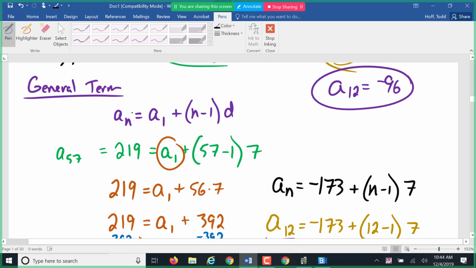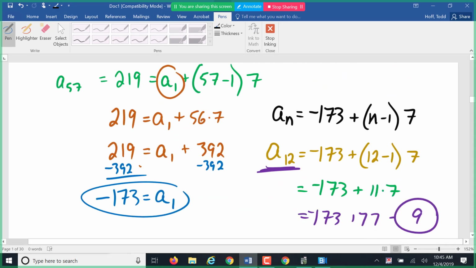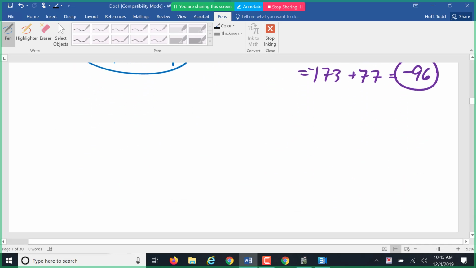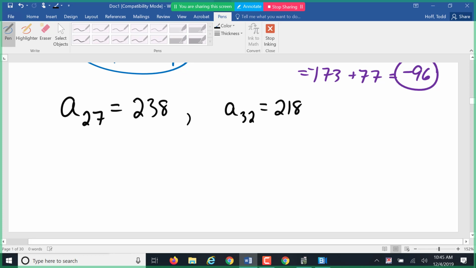Now, in all the examples I've given so far, the common difference has been positive. It doesn't necessarily have to be. Let's say I give you that A27 is 238 and A32 is 218. I want to find A1, D, and the general formula for AN.